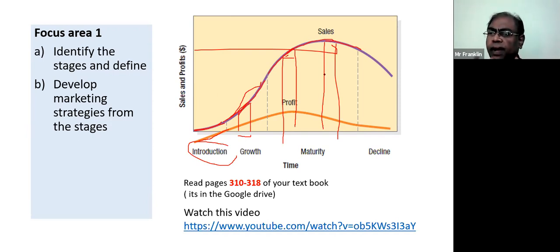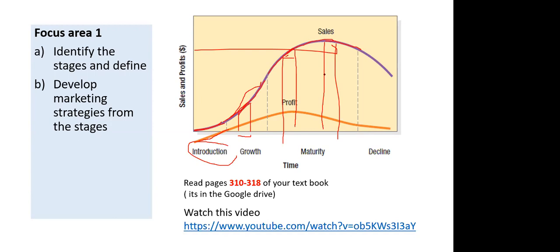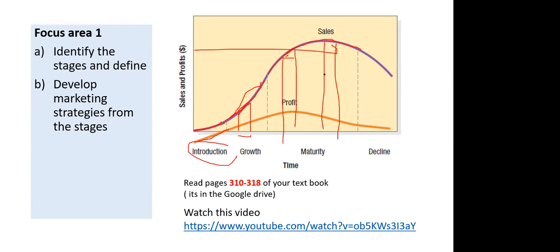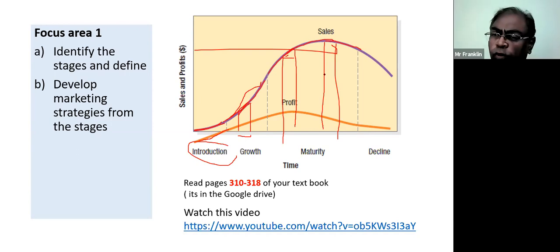Now we're going to look at the marketing strategy. What can be our marketing strategy at the introduction stage? Let's say, for example, you're introducing a new product in the market. What will our marketing strategy be? When you're introducing something new in the market, what should be our marketing strategy? Should be the product, place, price, people, promotion. When a new product is introduced, you must go for more promotion, right?